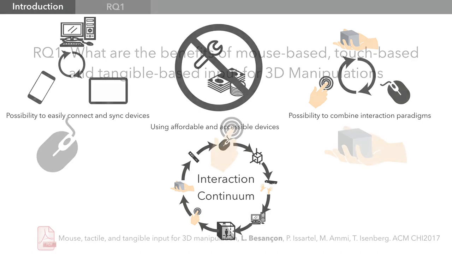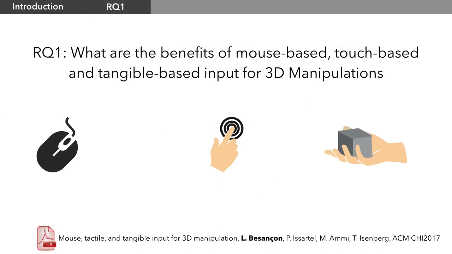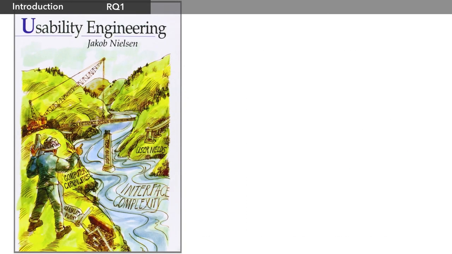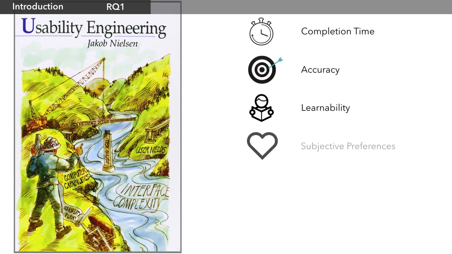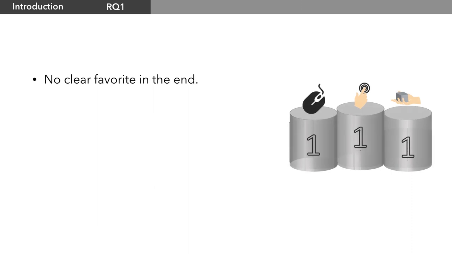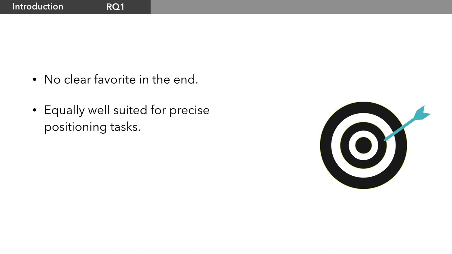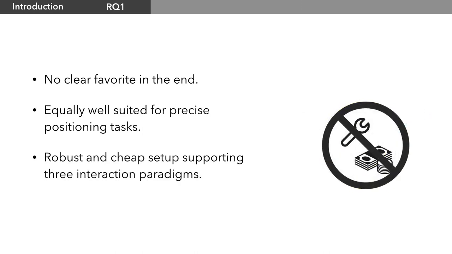By focusing on these three requirements, we believe that we can pave the way towards an interaction continuum for 3D dataset visualization. So we first need to understand the benefits of each interaction paradigm, and we focused on mouse, tactile and tangible interaction. We studied their usability, that is, we evaluated completion time, accuracy, learnability, subjective preferences, workload, and fatigue. To answer our research question, we can say that there is no clear favorite in the end. They are all equally well suited for precise positioning tasks in 3D, and with our study, we provided a setup that is robust and cheap and supports all three interaction paradigms.